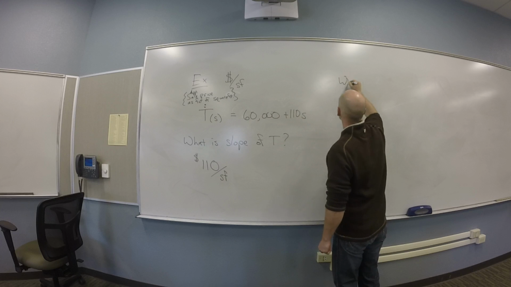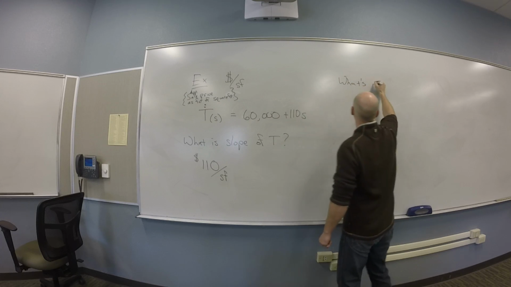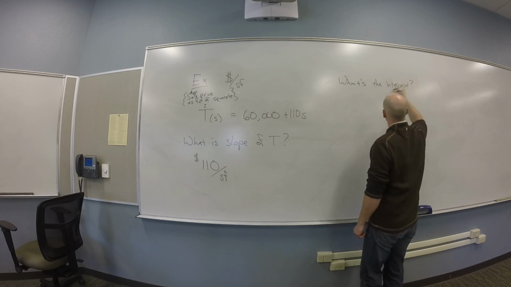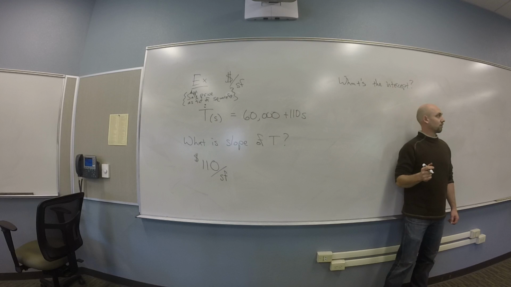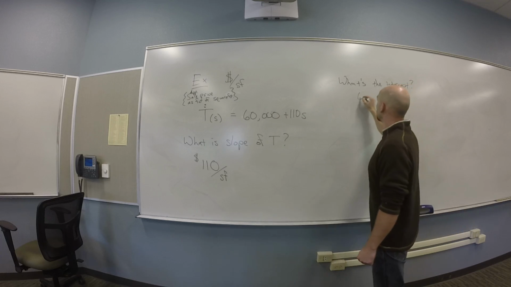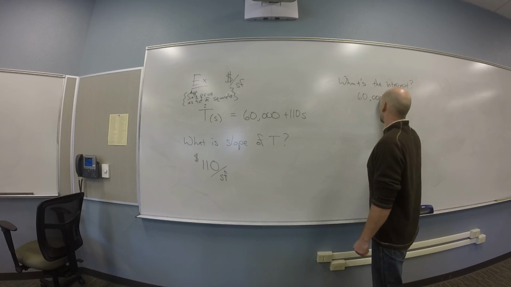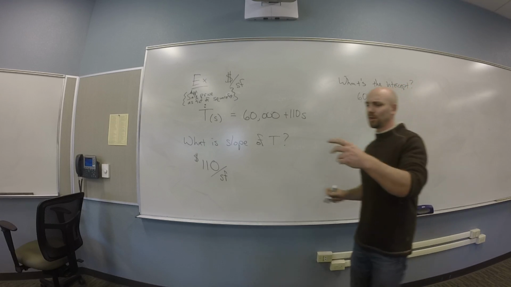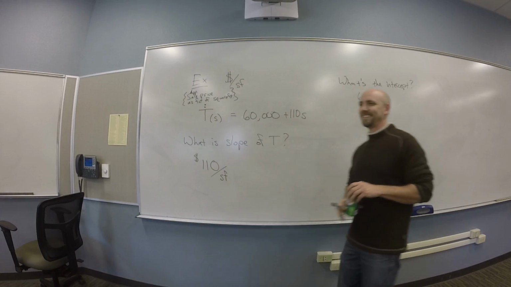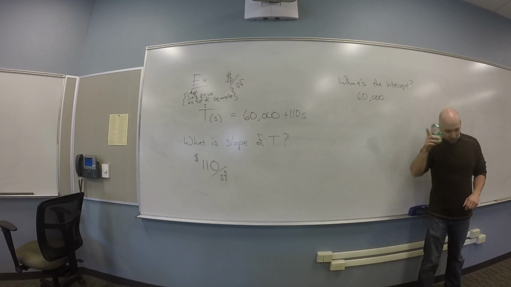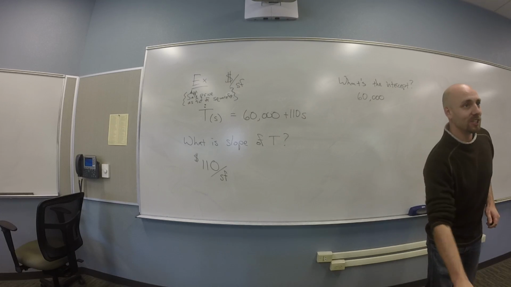So, what's the intercept? $60,000, right? It's the b from y equals mx plus b. What's the interpretation of that? What does that mean? You were saying something about 0 square feet not making any sense. Yeah, it's not feasible. You wouldn't have a house with 0 square footage.